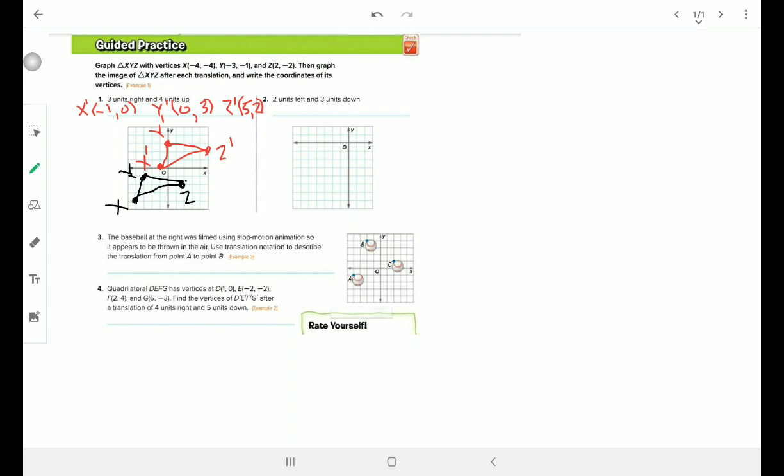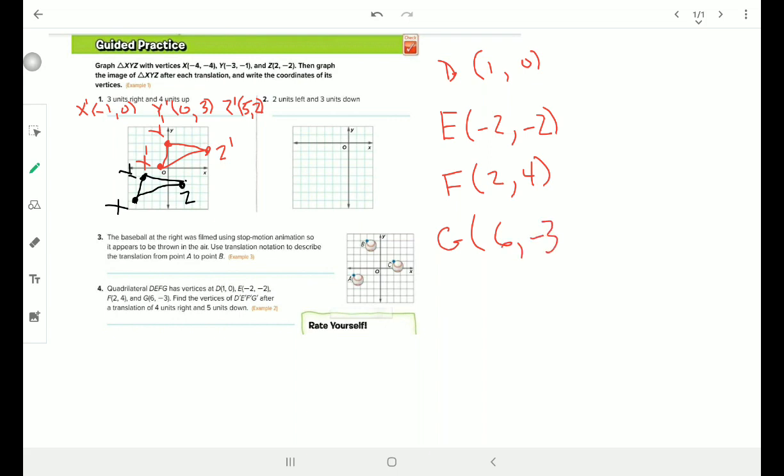On number 4 it says quadrilateral DEFG has vertices 1, 0. So I'm going to write this off to the side here. So D is 1, 0. E is -2, -2. F is 2, 4. And G is 6, -3. And we need to find the new vertices, D prime, E prime, F prime, and G prime, after a translation of 4 units to the right and 5 units down.